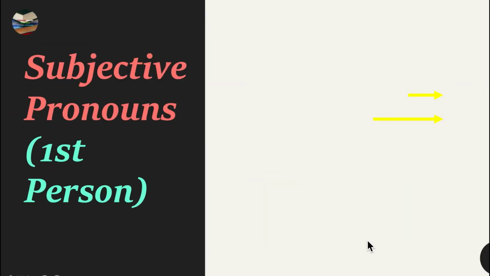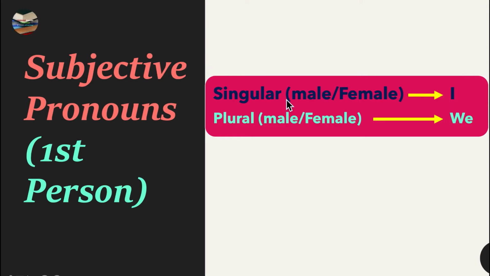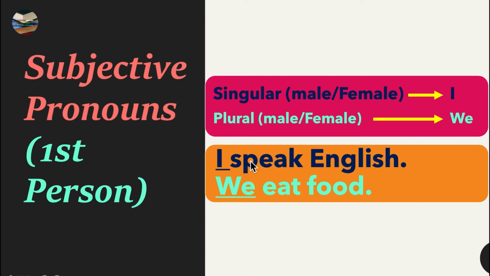We move on to the next. Subjective pronouns in the first person. We have the singular I, which is used for male and female. The plural of I is we, and it is used for male and female. For example, I speak English. This I refers to a single person, one individual, and this I may refer to male or female. Likewise, we have we eat food. Here we is plural and could refer to male and female.